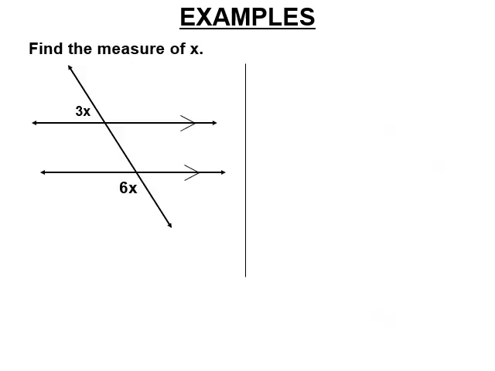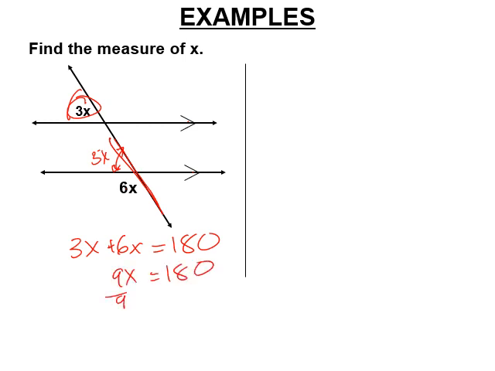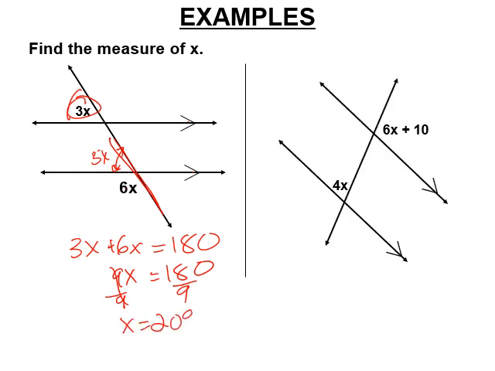Find the measure of x. Okay, so we sort of did this the other day. So if that's 3x, this angle, and these are parallel, this also has to be 3x. Well, now we've made a linear pair, adjacent angles along a straight line. If we've made a linear pair, they have to add up to 180. So we've got a very simple equation, 9x equals 180. X there has to be 20 degrees. All right, try another one.